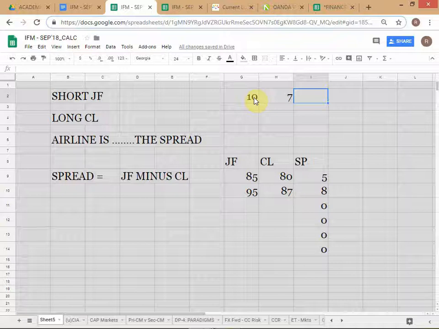Okay, you have to be consistent. Once you assume something, JF, you can't keep changing the definition of the spread all the time. Sir, is the spread position equivalent to the underlying asset position? What do you mean by that? The spread position is short over here, and the underlying asset position is also short.